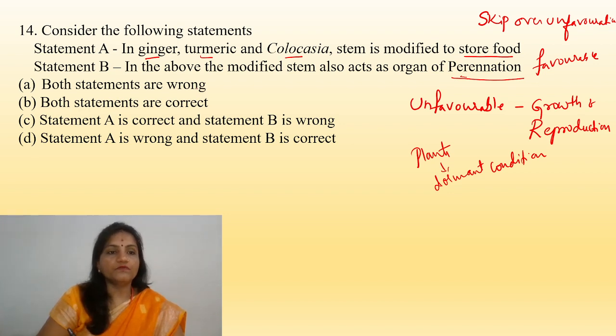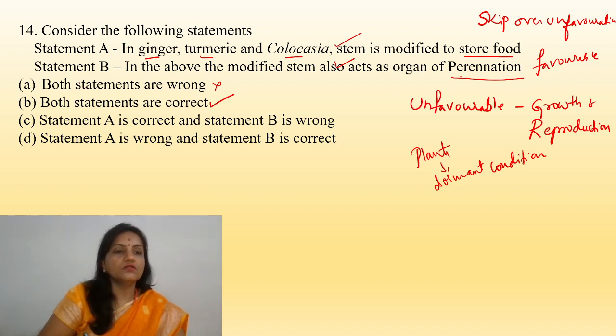Option A states both statements are wrong. Both statements are correct, so this is wrong. Statement A is correct, statement B is wrong? No, this statement is also correct. So statement A is wrong and statement B is correct? No. So the right option is option B.